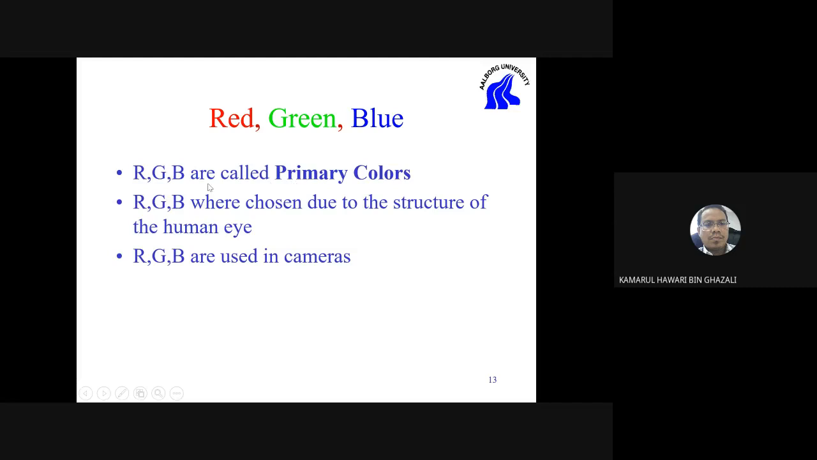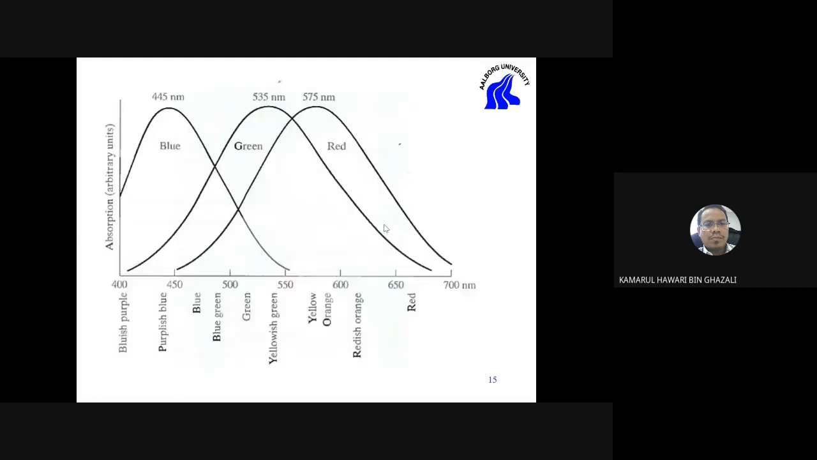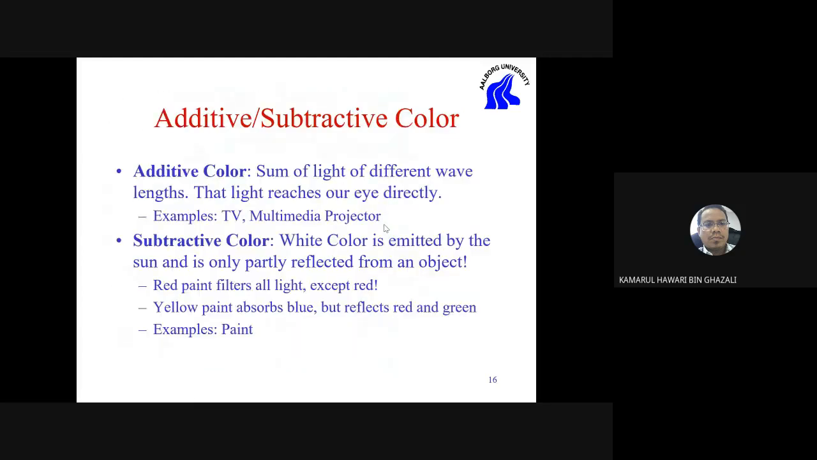So red, green, blue is the common color in image processing, also called primary colors. RGB were chosen due to the structure of the eye. RGB is normally used a lot in digital cameras. Okay, so this one I think you can read by yourself.